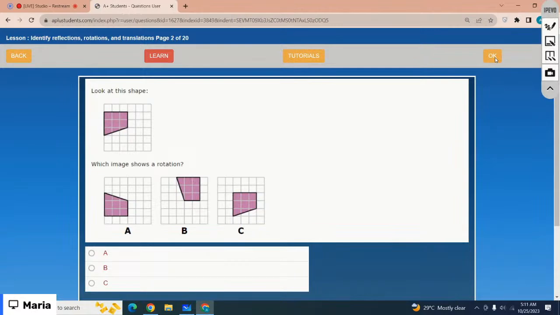Okay, look at this shape. Which image shows a rotation? Rotation means you rotated the image around a point. So which is the rotation? A, B, C. B is the rotation. The correct option is B. You can see along this point, this one is moved here. So B is the rotation. Very good.